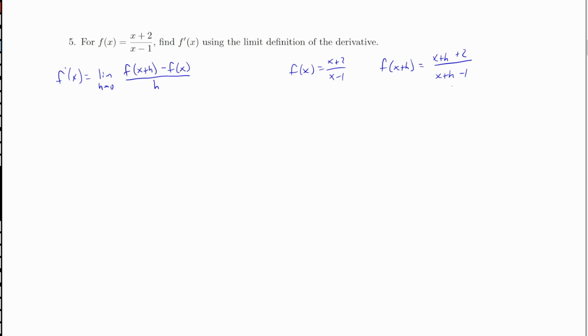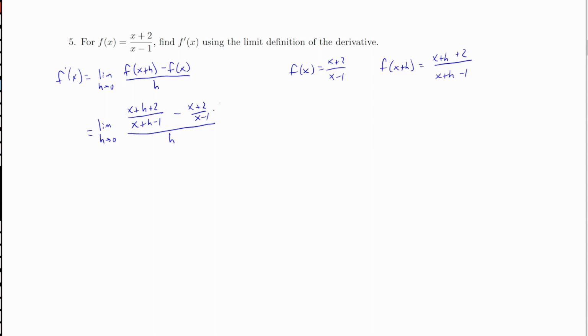And there's no simplifying that I can do here. There's nothing to multiply out or anything like that. So I'm going to go ahead and just plug in these pieces. So we have x plus h plus 2 over x plus h minus 1 minus x plus 2 over x minus 1. All of this is divided by h. Okay. So in order to be able to make some progress here, I'm going to try to combine these two fractions together in the numerator. So I'm going to get a common denominator.